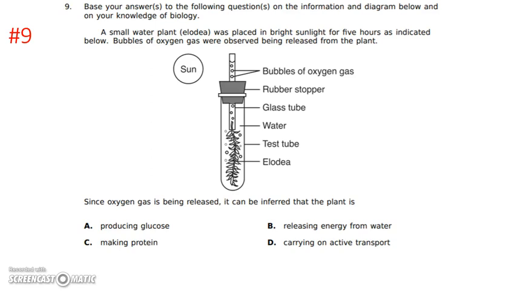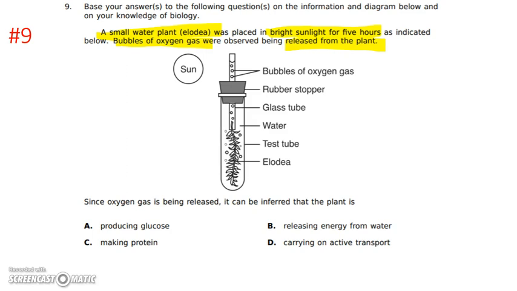Let's review question 9 from our exam. Base your answer to the following questions on information in the diagram below and your knowledge of biology. A small water plant, Elodea, was placed in bright sunlight for 5 hours as indicated below. Bubbles of oxygen gas were observed being released from the plant.